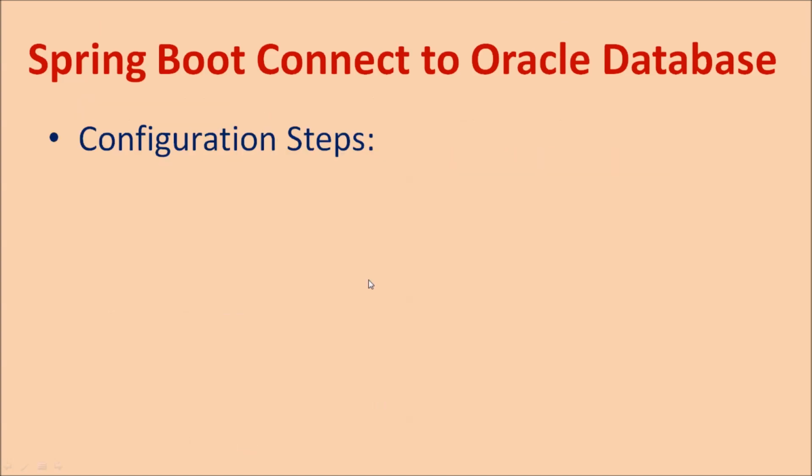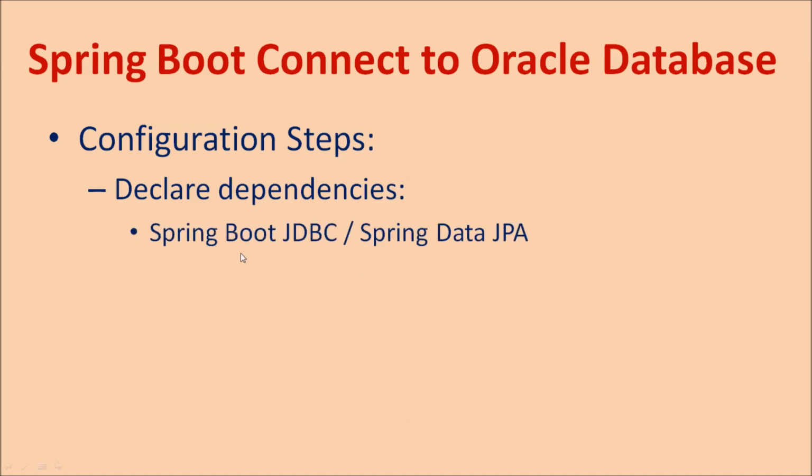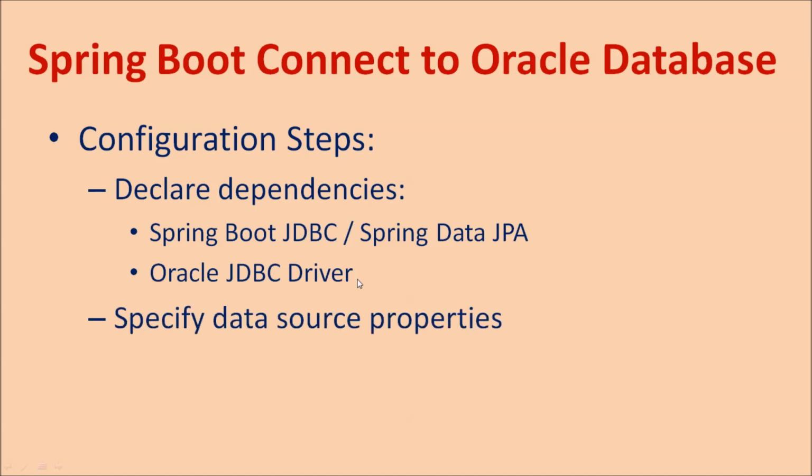And here are the configuration steps which you need to follow in order to have a Spring Boot application connect to Oracle database. First, you need to declare some required dependencies. If you want to use JdbcTemplate, you need to declare the dependency for Spring Boot JDBC. And in case you want to use Spring Data JPA, you need to declare the dependency for Spring Data JPA. And the most important dependency is the Oracle JDBC driver that allows Java applications to connect to Oracle database server. And then you need to specify data source properties or connection properties to the database.